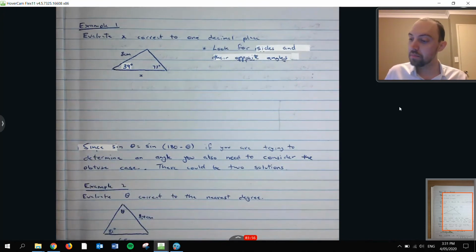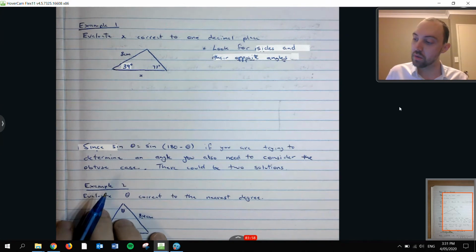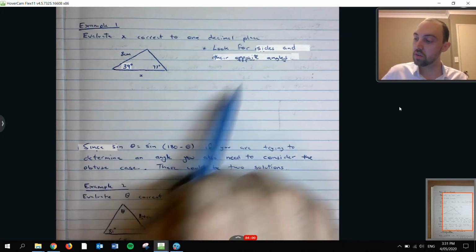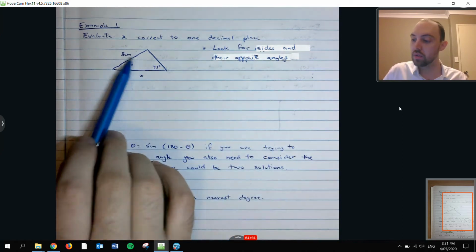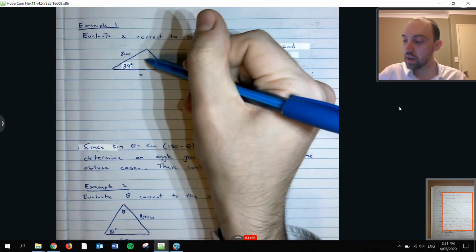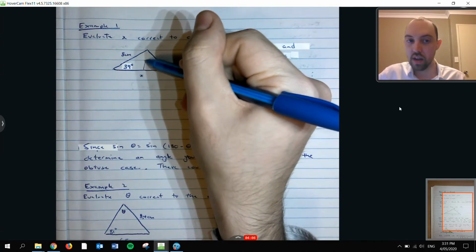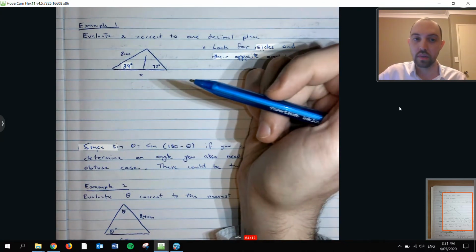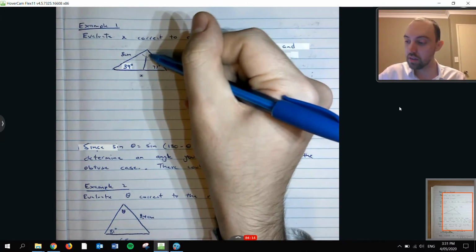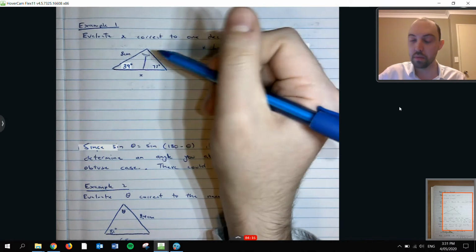Example 1, we've got evaluate x correct to 1 decimal place. So with the sine rule, we are looking for sides and their opposite angles. So we need a relationship between this side and its opposite angle. Okay, we don't know that yet, so that's kind of a problem at the moment.